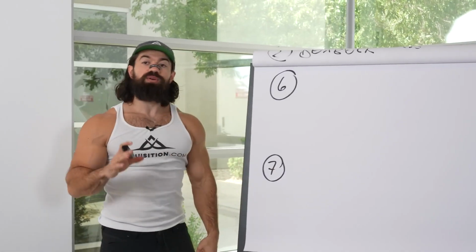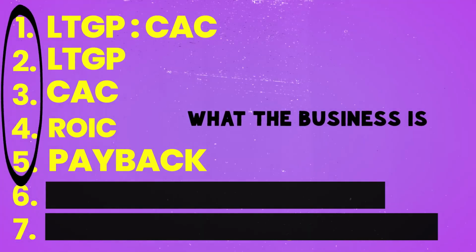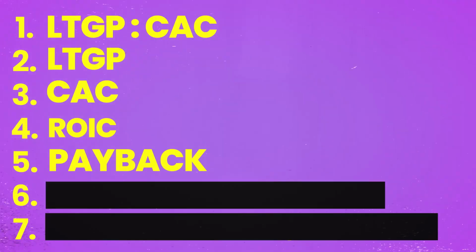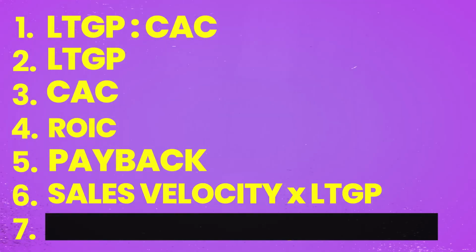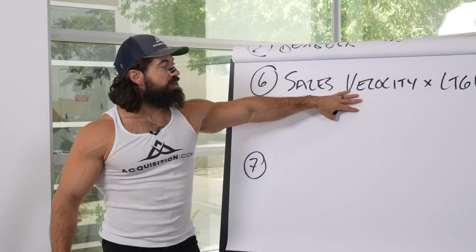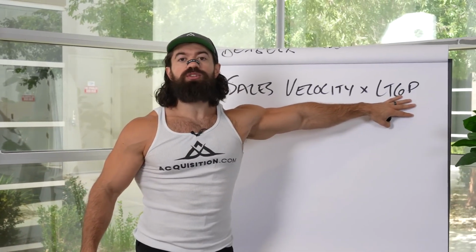So these are all about predictions. Up to this point, we've gotten a steady state of, okay, this is what the business is. 6, 7, and 8 are all about what it can do in the future, okay? So number 6, which I love, is sales velocity times lifetime gross profit, which means how many units are we selling per month times what are these people going to be worth to me over the lifetime.